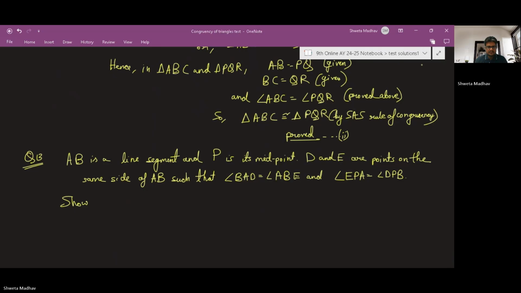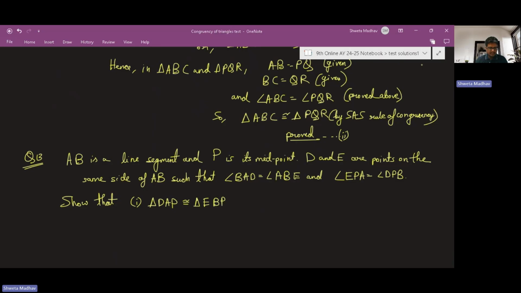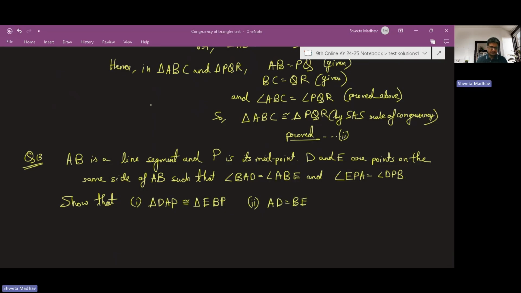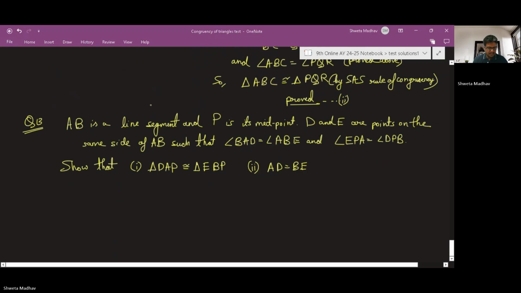We have to show that triangle DAP is congruent to triangle EBP. The second thing is AD is equal to BE.